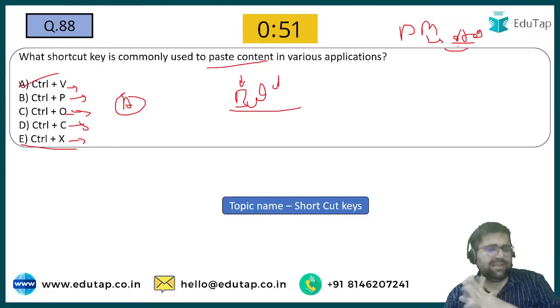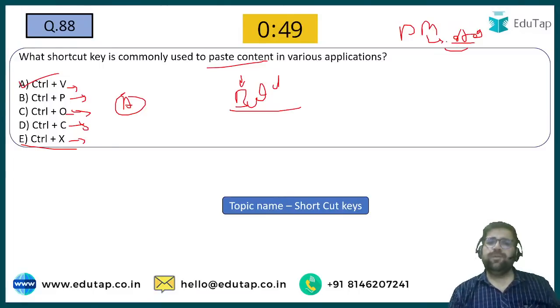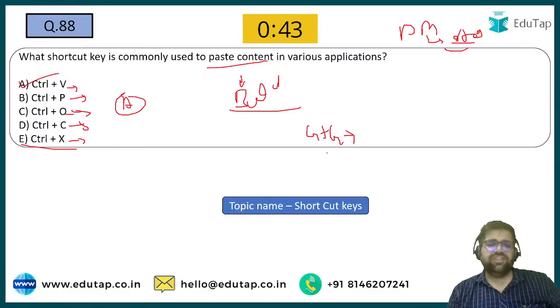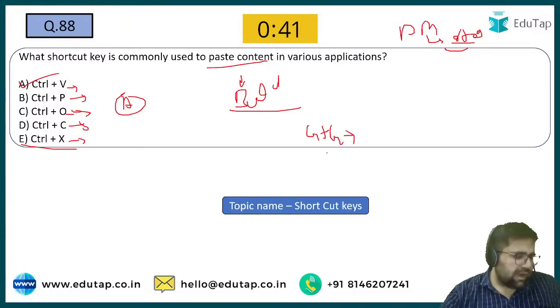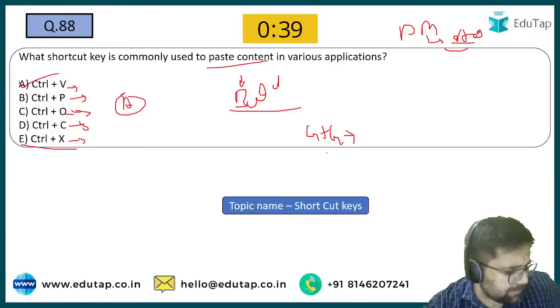Control plus X: yes, cut. Simple. Okay. Control plus P, print. Control plus F to find. Control plus G. Tell me what is the function of Control plus G.